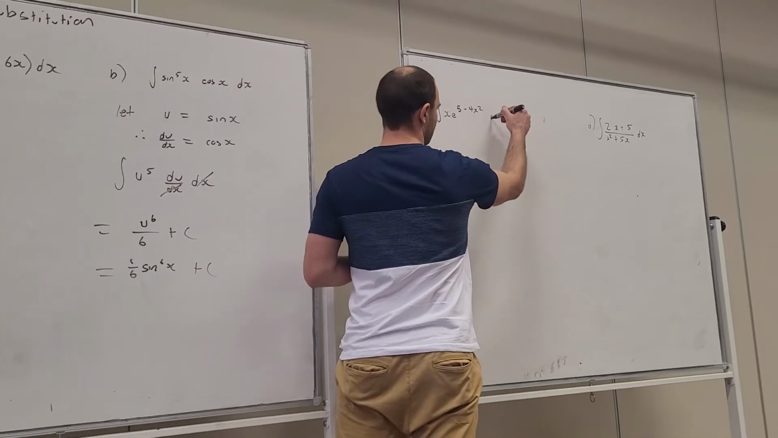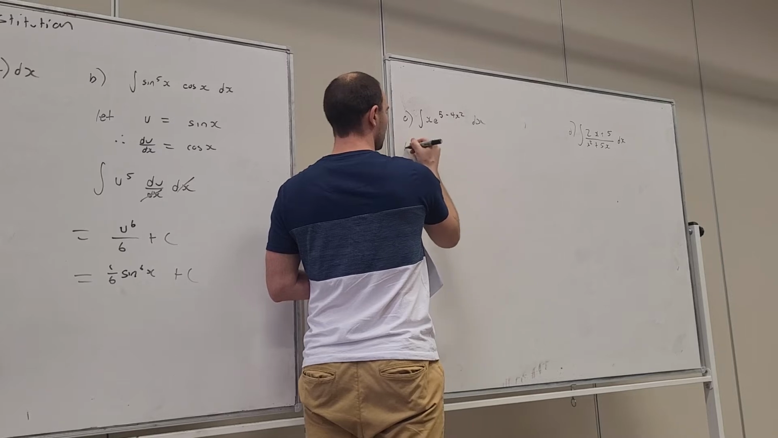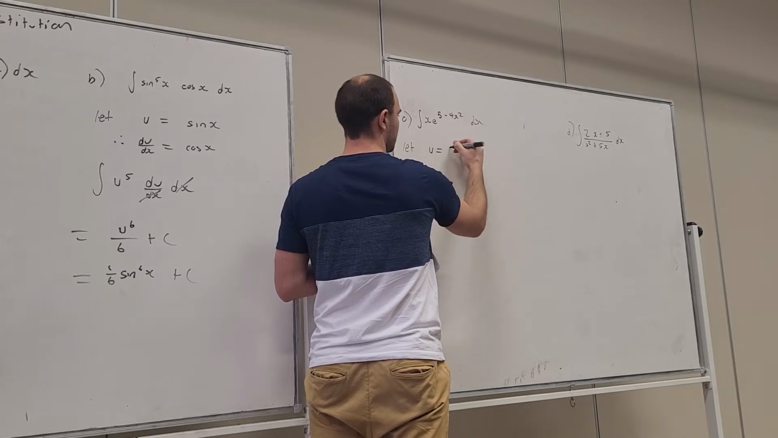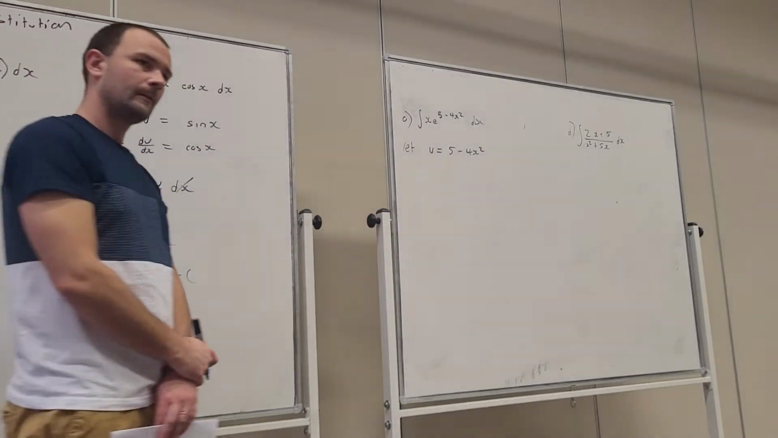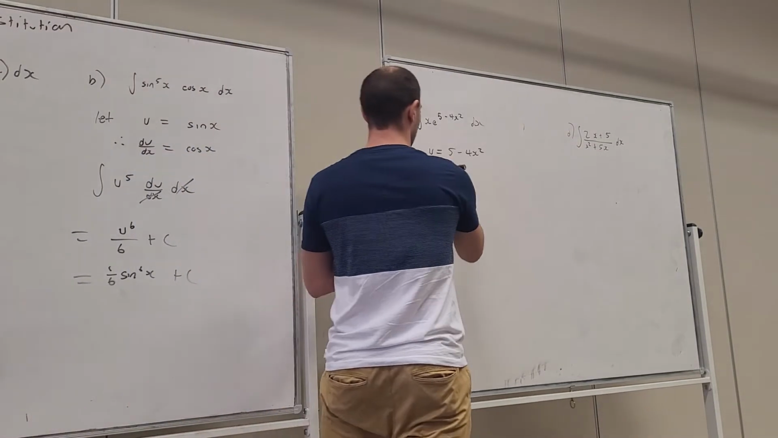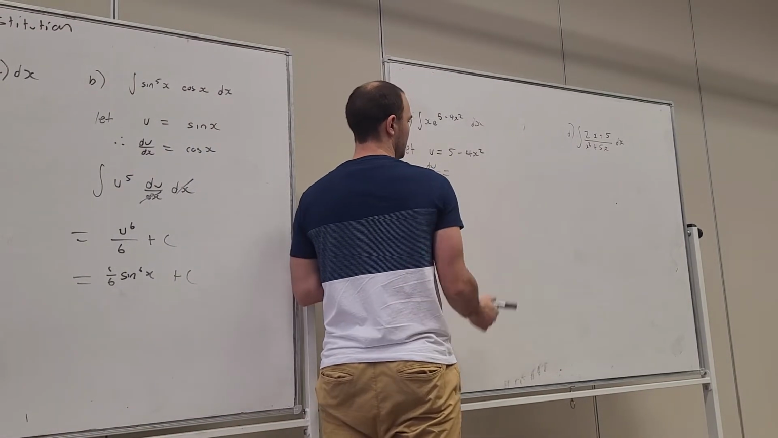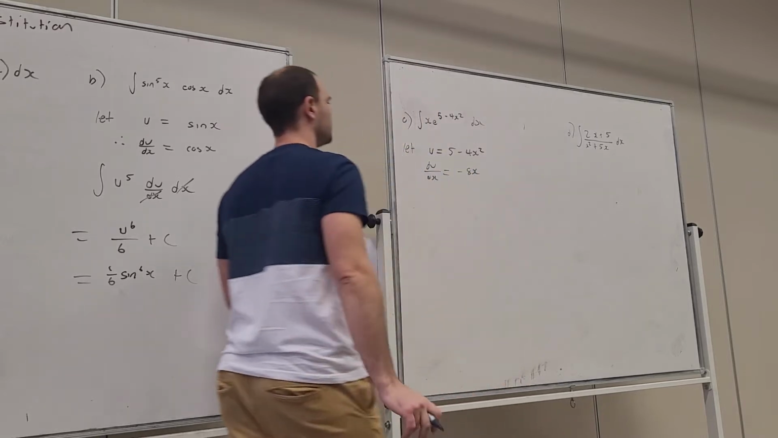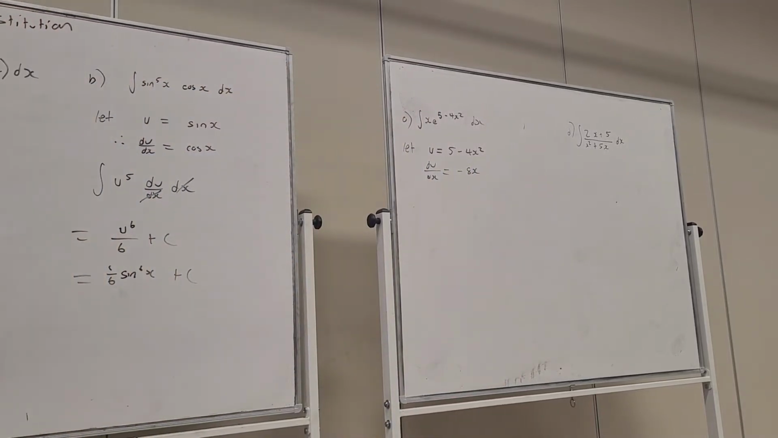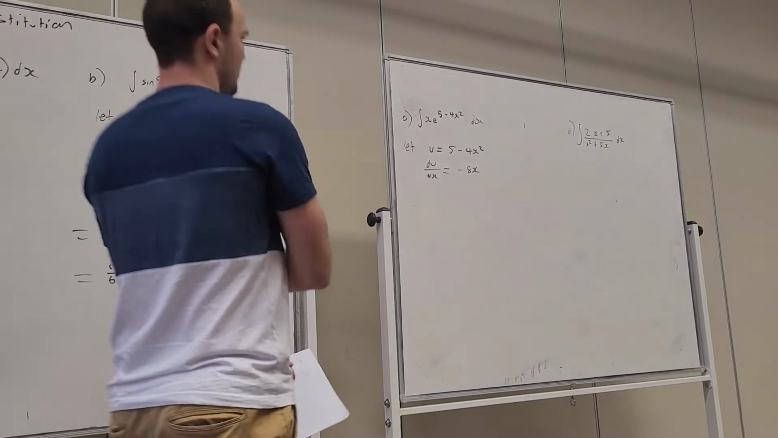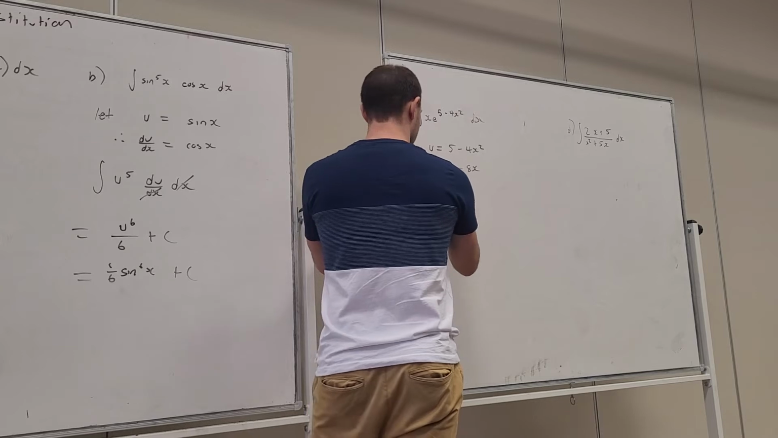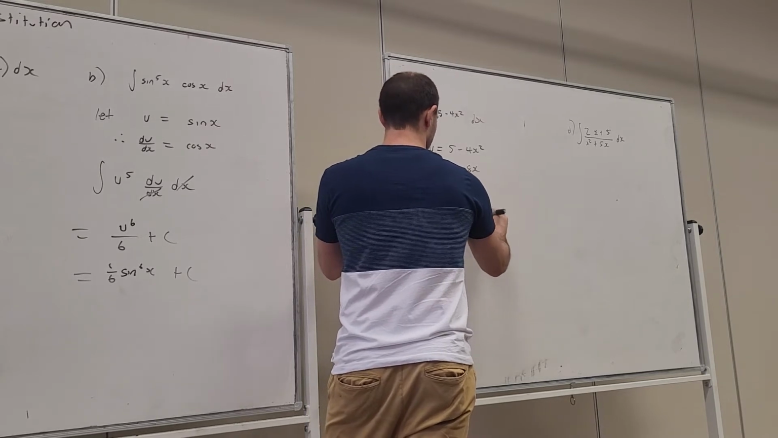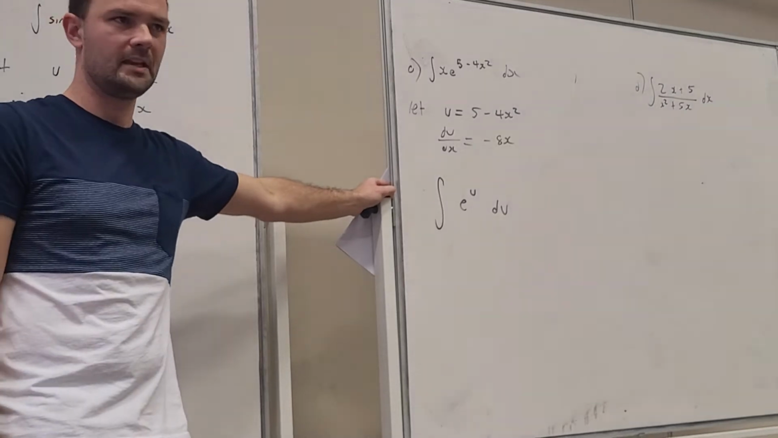On to C. We're going to let u be 5 take 4 x squared. So therefore du on dx is going to equal minus 8x. So this one's not a straightforward substitution. What we can do is manipulate this so that we have something like e to the u du. That's what I want it to be. e to the u du.